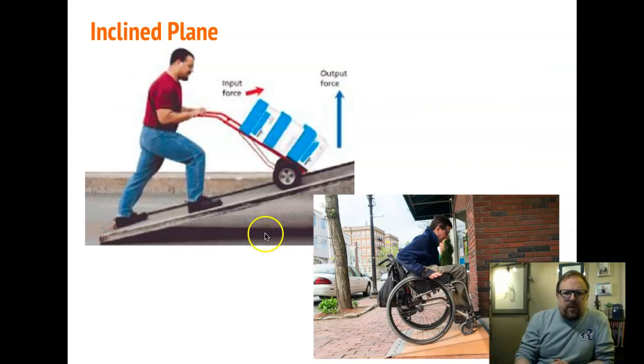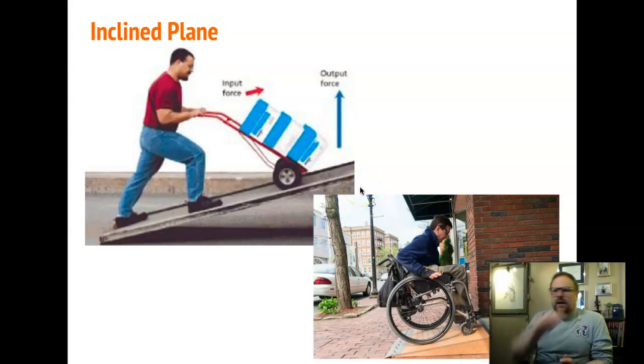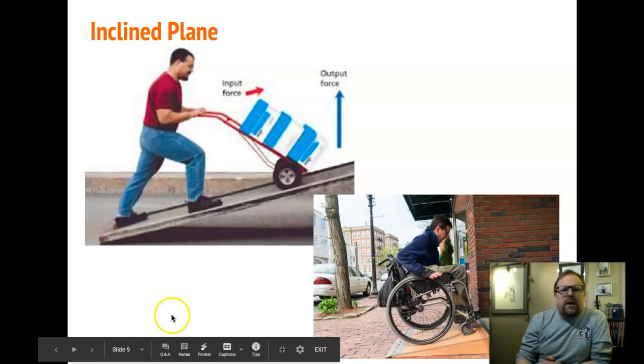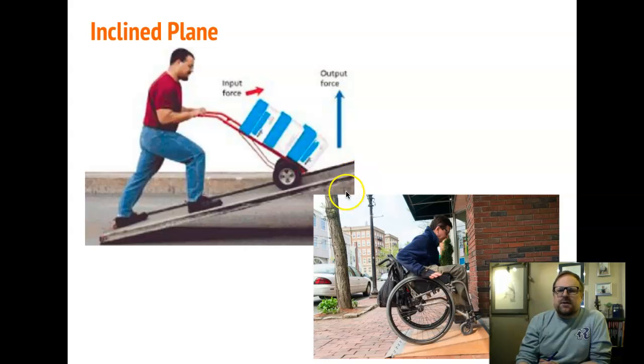So this is an inclined plane right here on this ramp. And so your input force is the force that we're pushing this load up. However, we're reducing the amount of input force that we have to put in. We're still moving the load, but what ends up happening is we have to put that input force into a longer distance. So we still get that load up top to wherever we're moving it, but we're putting it in over a longer distance. The input force is over a longer distance.